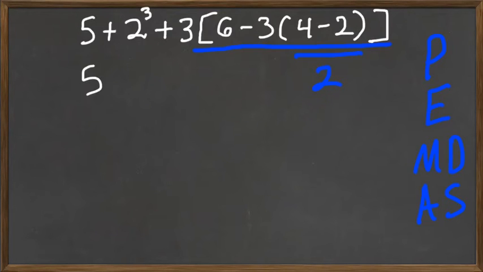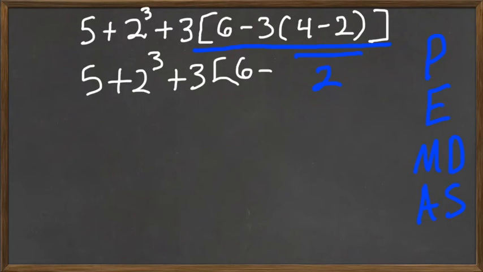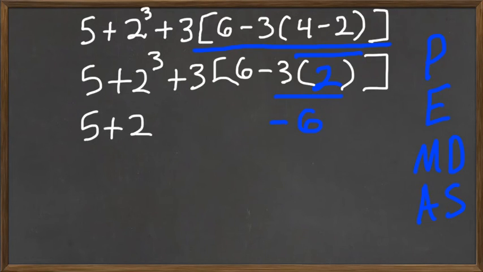So far I just have the 5 plus 2 to the third power plus 3, 6 minus 3 times 2. Then we have to continue working inside our brackets here. And inside the brackets, the next thing in the order of operations would be multiplication. Right here, the 3 times 2. The negative 3 makes a negative 6. So we're going to have everything. We haven't done anything with this yet. And we'll have 6 minus 6 inside the brackets. And that's still the parentheses part. We have to do 6 minus 6, we get 0.